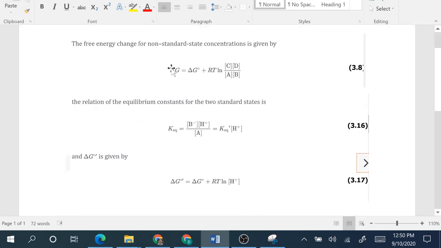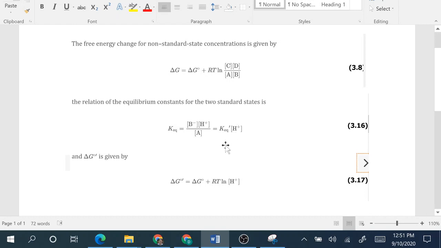We can relate delta G to delta G naught by this equation, delta G equals delta G naught plus RT ln of products over reactants. So if we are at standard state, we can say the KEQ is given by products over reactants. And so for delta G naught prime, we can say that our KEQ prime is given by KEQ times the hydrogen ion concentration.